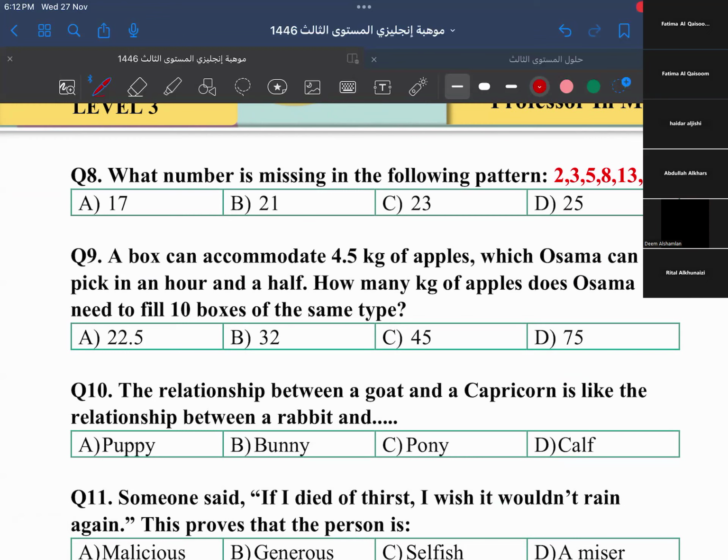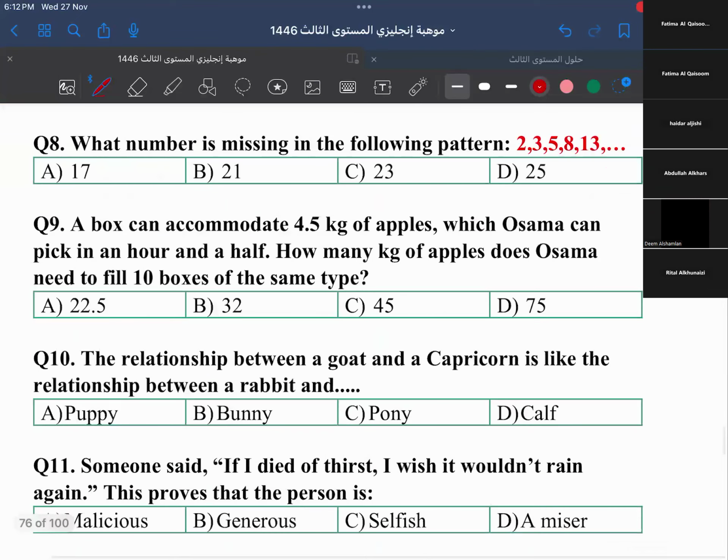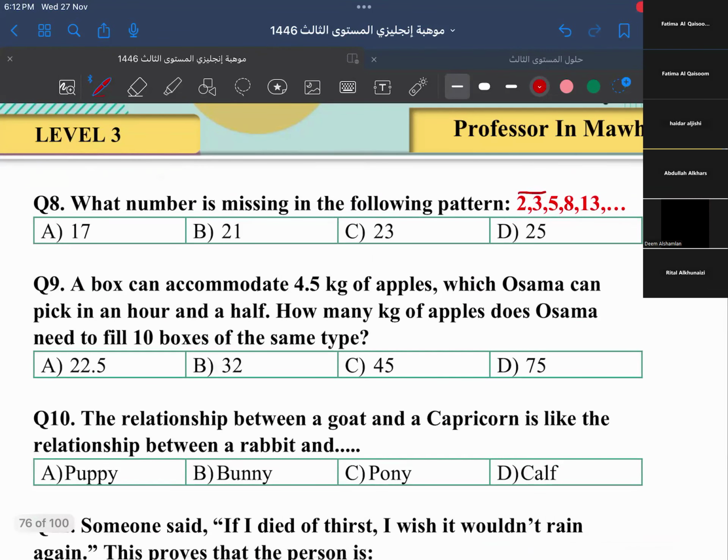Okay, so you can see we start out with 2, then 3, then 5, 8, 13. So you want to find the missing number in the following pattern. You can see that 2 plus 3 is 5, 5 plus 3 is 8, 8 plus 5 is 13, and 13 plus 8 is 21. So it's going to be 21.